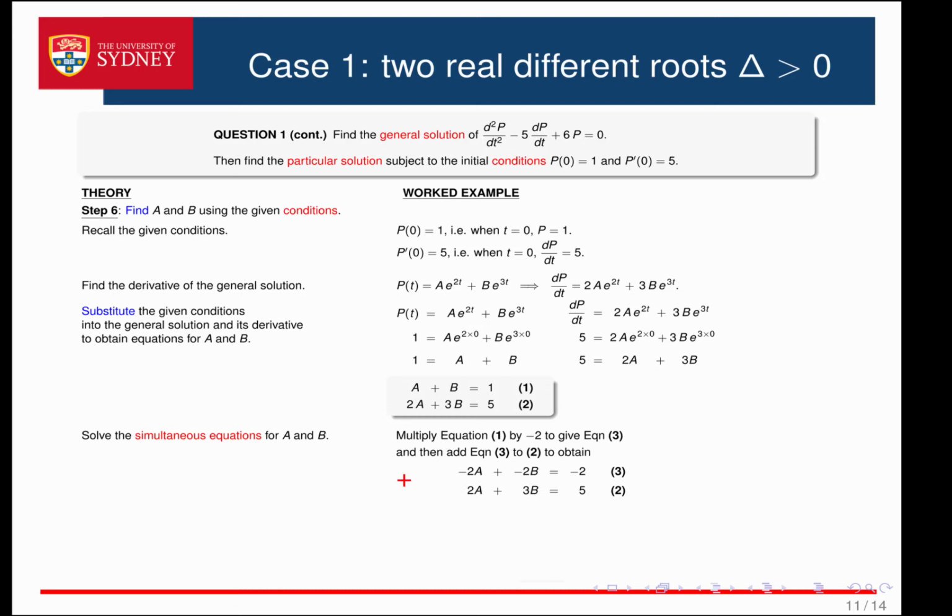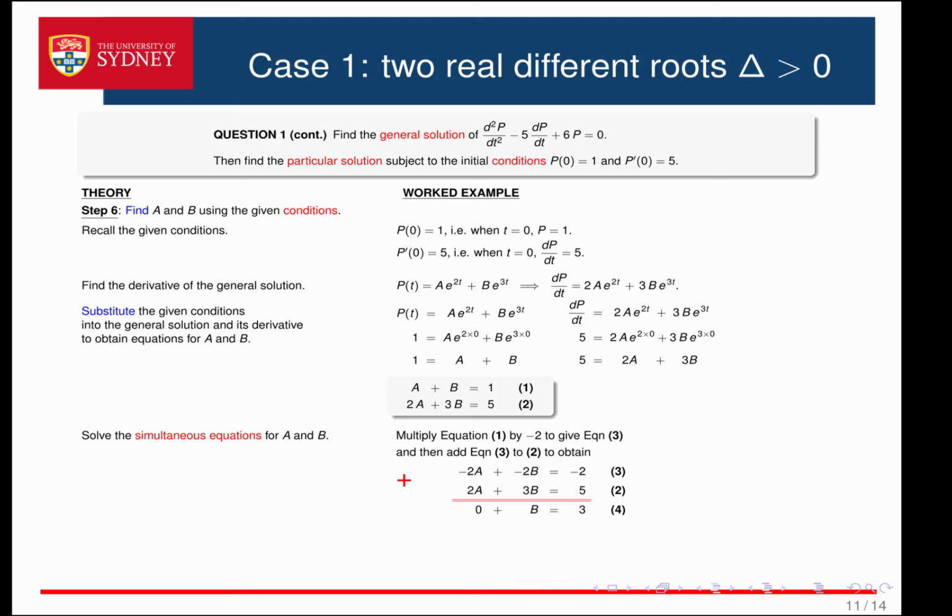We now simply add equation 2 to the new equation 3. To do this, we just add the terms down the columns. Minus 2a plus 2a is equal to 0. Minus 2b plus 3b is equal to b. And minus 2 plus 5 is equal to 3. This produces a new equation 0 plus b is equal to 3, where a has been completely eliminated.